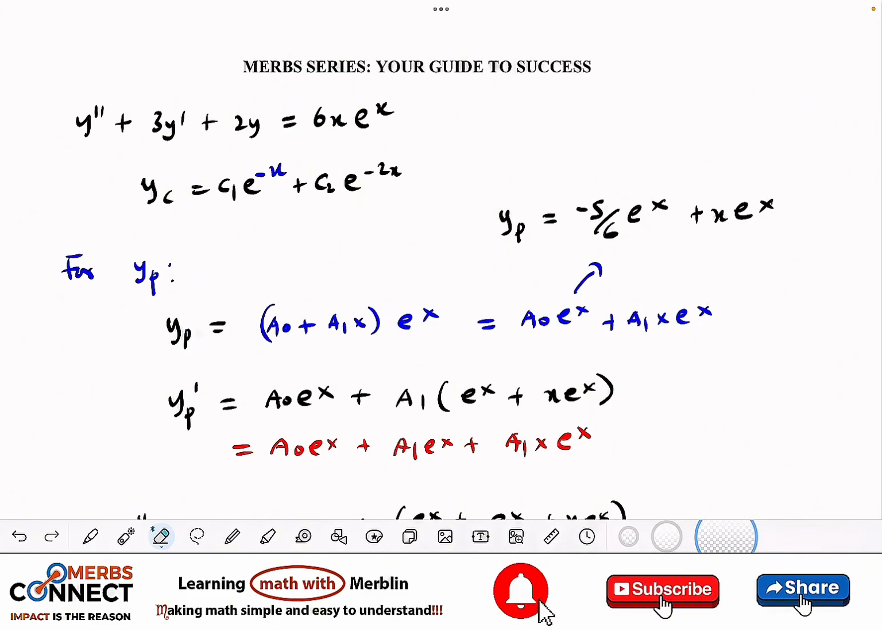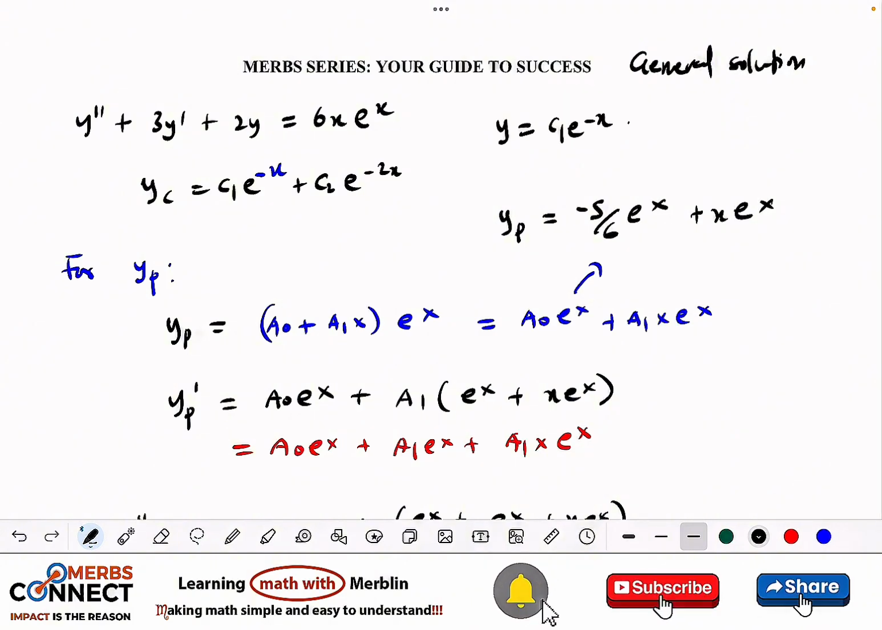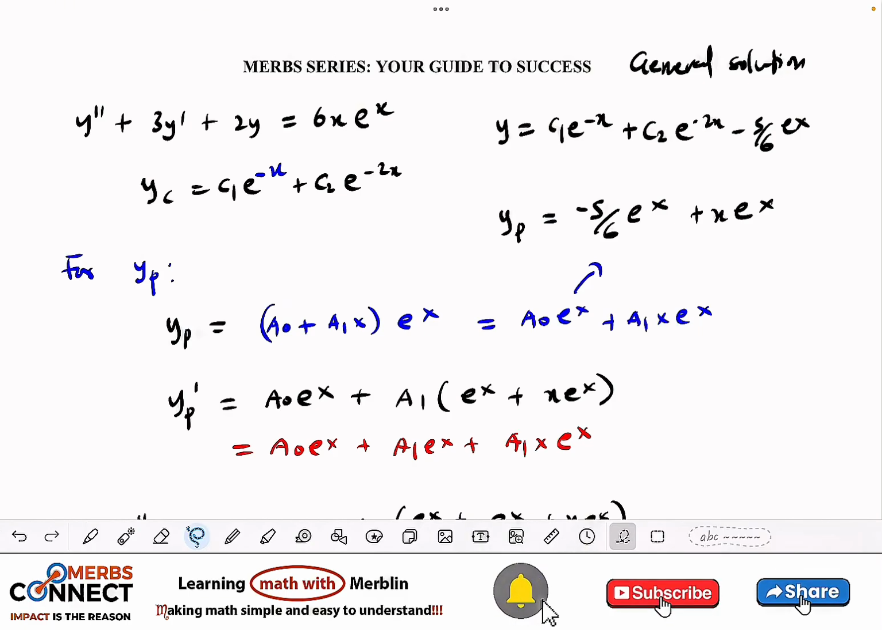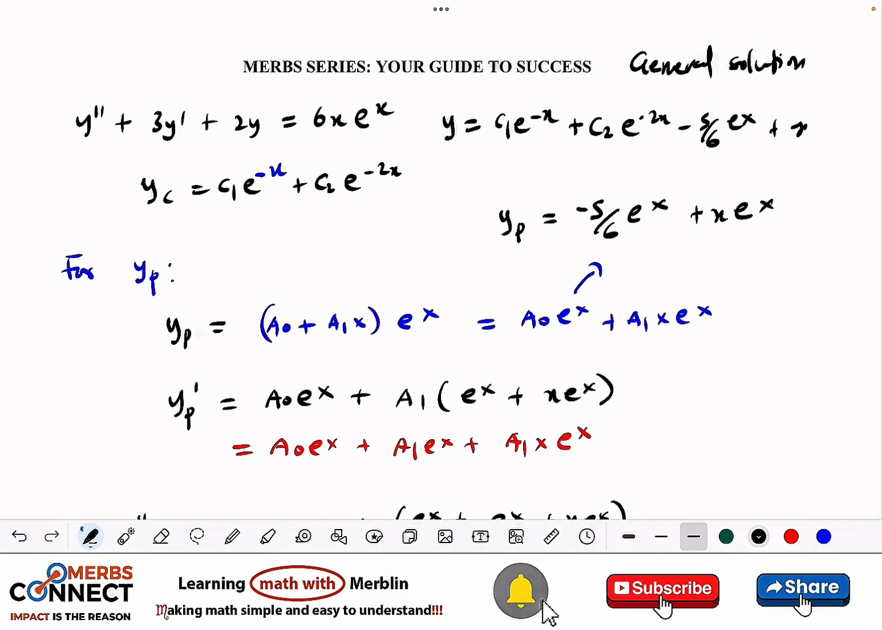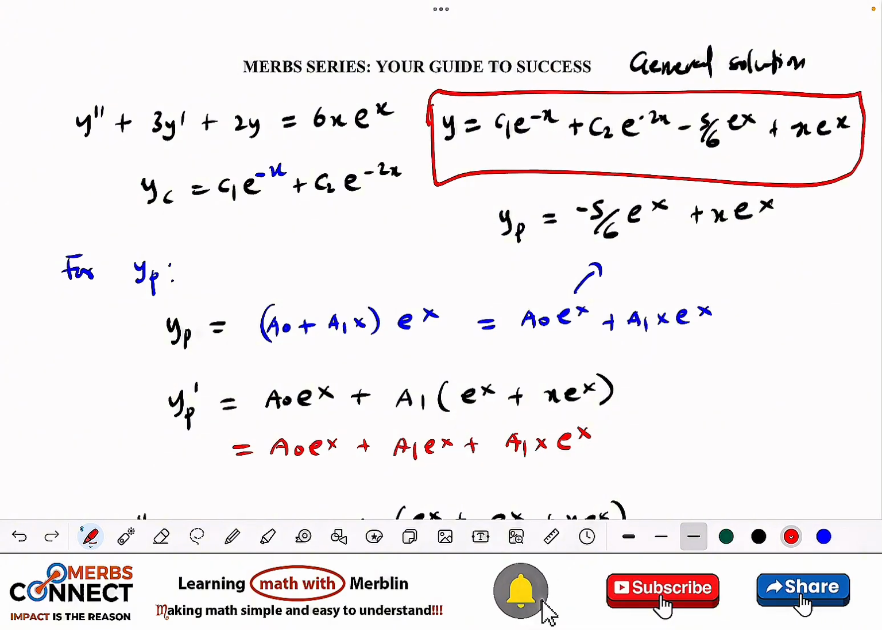So our general solution is going to be y equal to c1 e to the power minus x plus c2 e to the power minus 2x minus 5/6 e to the power x, and then plus x e to the power x. So this is the general solution that we are going to have.